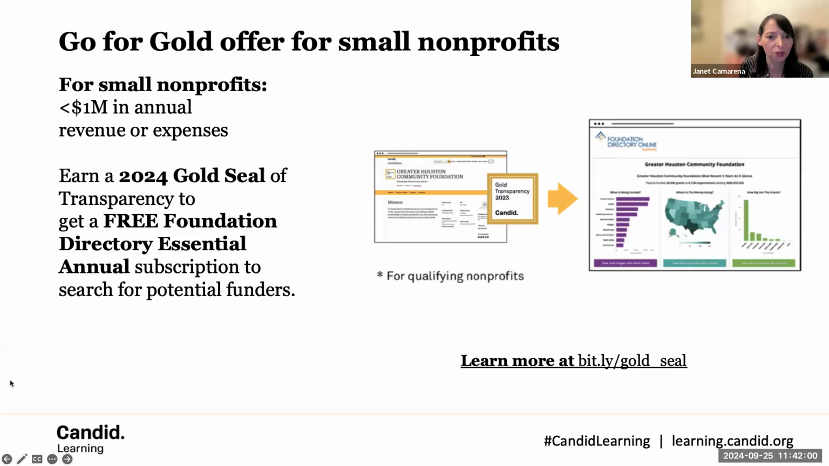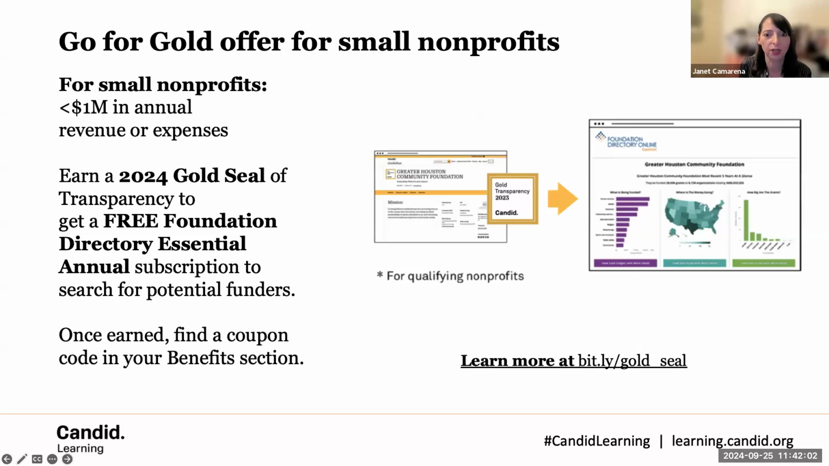I mentioned Go for the Gold. So before I turn it back to Tracy, I just want to emphasize this because if your nonprofit is relatively small with under $1 million in annual revenue, Candid's Go for the Gold can help you. If you earn the 2024 Gold Seal of Transparency, which includes entering your demographic data, you'll receive free access to Foundation Directory Essential for a year to help you research potential foundation partners. So I'll be chatting in some of the links I just shared, and we can also email those after, but that's just a quick overview. And Tracy, back to you.